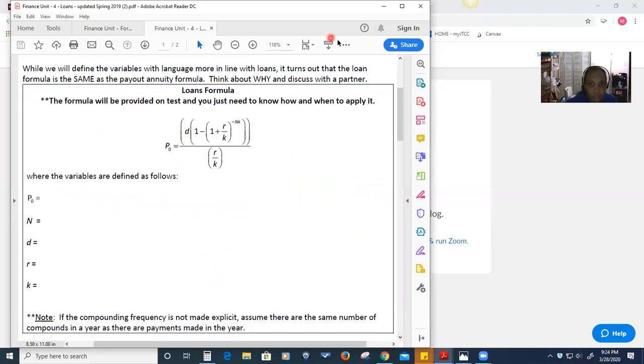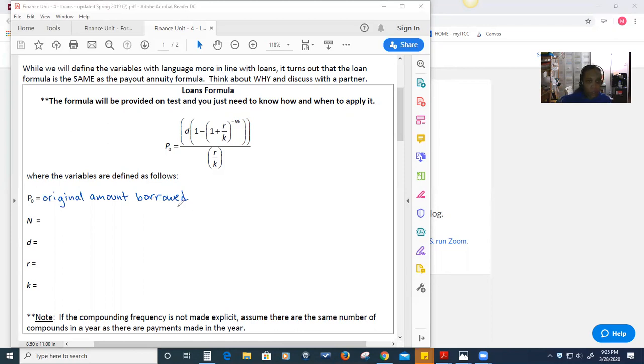The only difference is that it's a flip in who's getting the money and who's receiving the money, all right? So here we go, PO. O means original amount. So this is the original amount that you borrowed. And be careful because this may be the cost of the house or the cost of the car, but then if you put down a down payment, then the amount you borrow is smaller, okay?